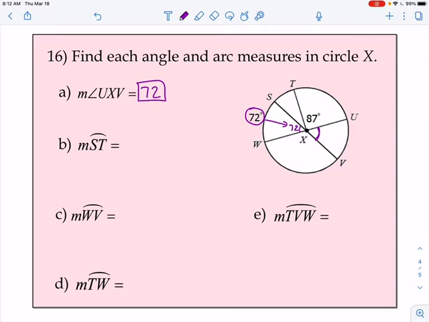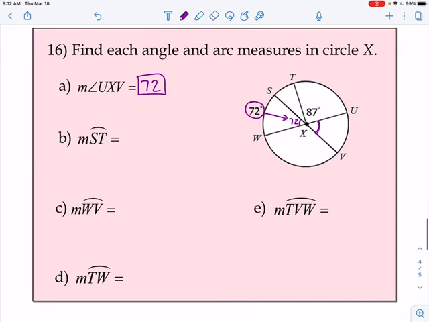Okay, arc ST. Okay, so now we need to find arc ST. Well, to find arc ST, wouldn't it be nice if I knew the angle in between here? And again, I can find that. How? All 3 of those angles have to add up to 180. So if I take 180 and get rid of the 87 and the 72 that I've used, that's going to leave me with 21, which means the angle there is going to be 21, which means that arc that it's intercepting, again, the central angle and its intercepted arc are congruent, is going to be 21 degrees.